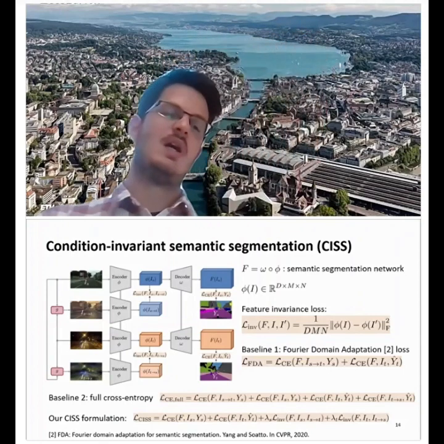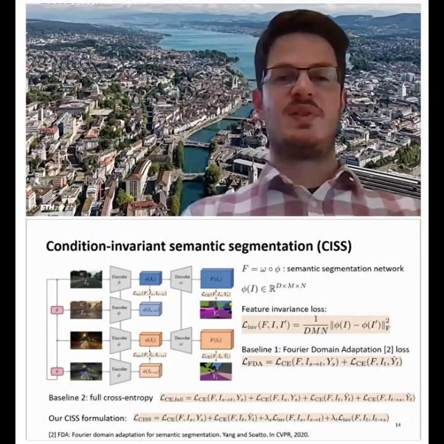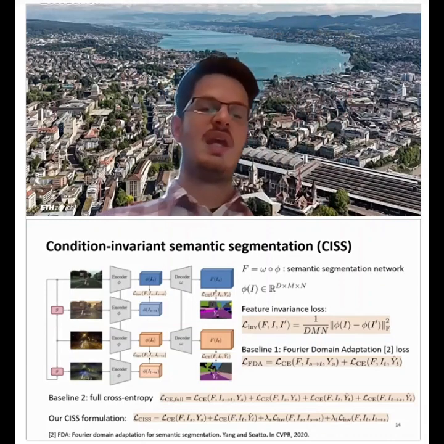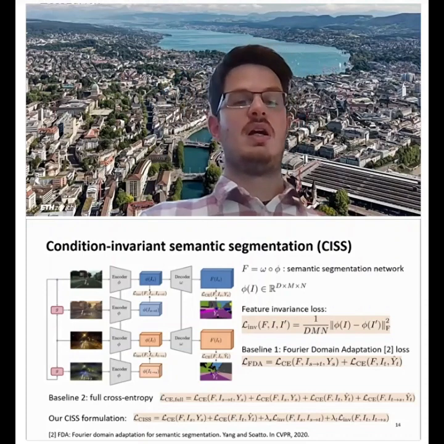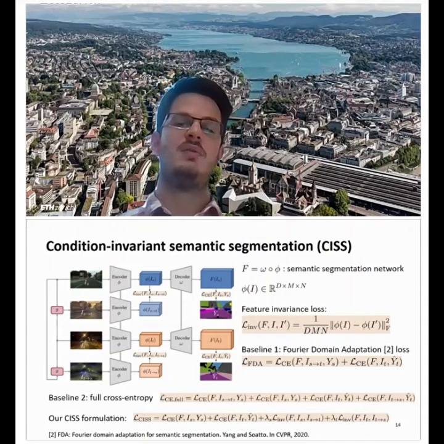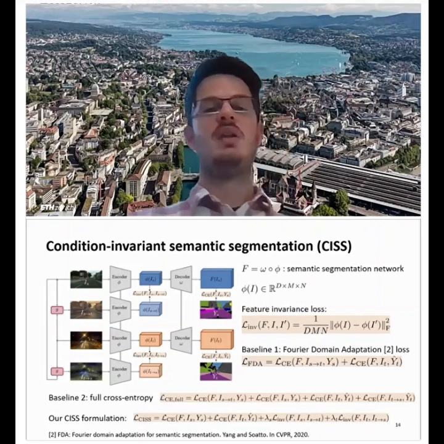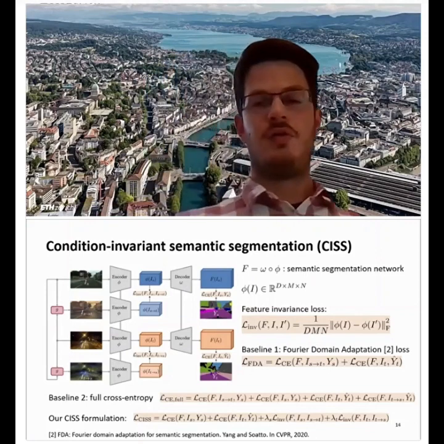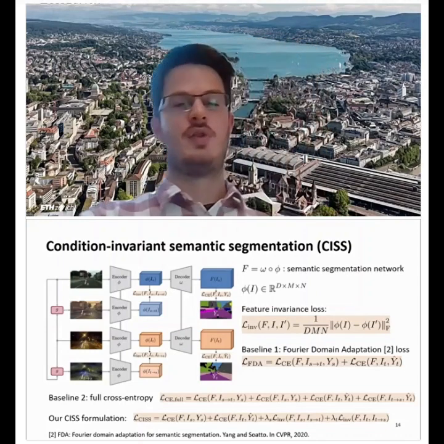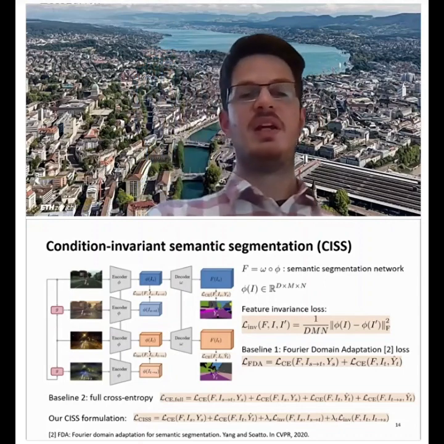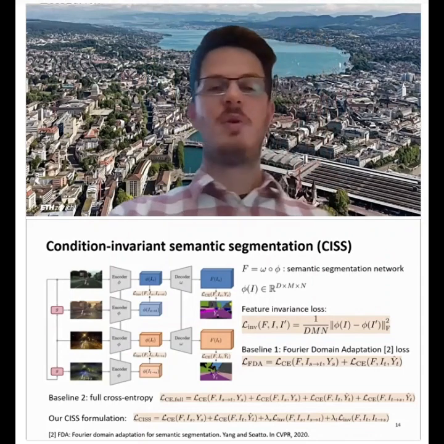And instead of this, our proposed formulation for the KISS method, the condition invariant semantic segmentation, states that we need to only take the cross-entropy losses with the labels or the pseudo labels for the original images without stylization. And on top of that, we can also apply our feature invariance loss between the internal representations of corresponding pairs of images, with the original version and the stylized version. And this can be done for the source domain. So we have a term multiplied by lambda s, a hyperparameter for the source domain, and another term for the target domain with another hyperparameter lambda t.